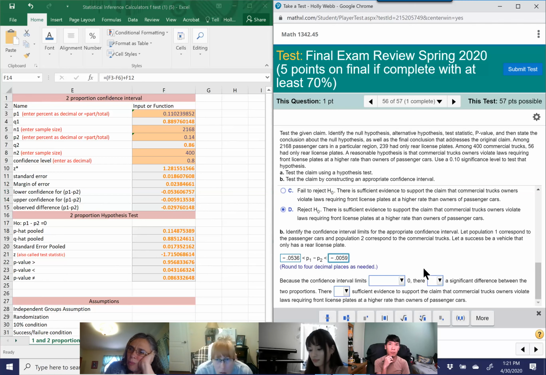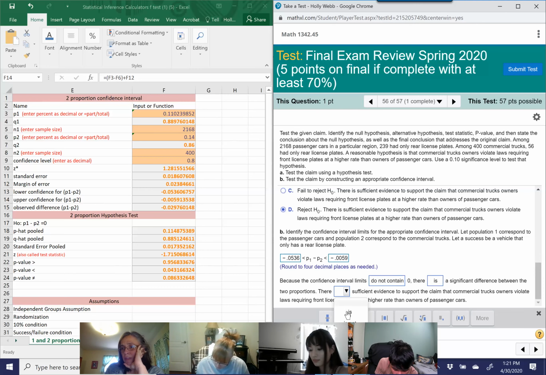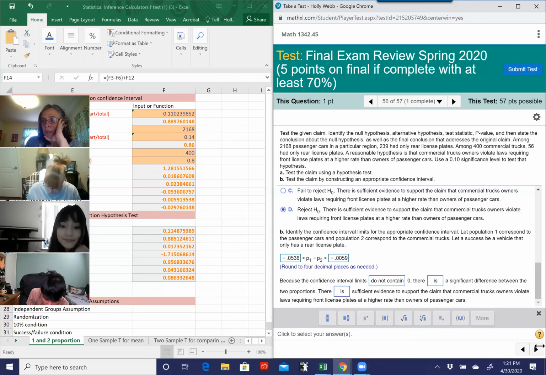Okay. All right. So then, this does not contain 0, which is my null hypothesis, that this difference is 0. It doesn't contain 0. We also rejected the null. Because the confidence interval does not contain 0, there is a significant difference, because 0 would not be a significant difference, but any other number would be significant. So there is a significant difference between the proportions. And then there is sufficient evidence to support the claim. Questions? So this actually did support our conclusion.